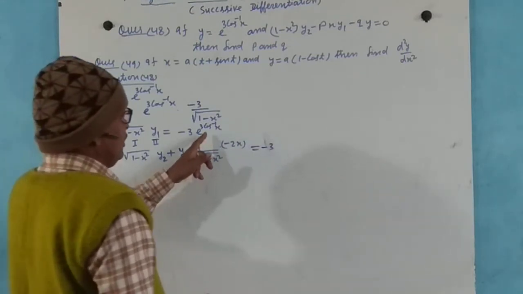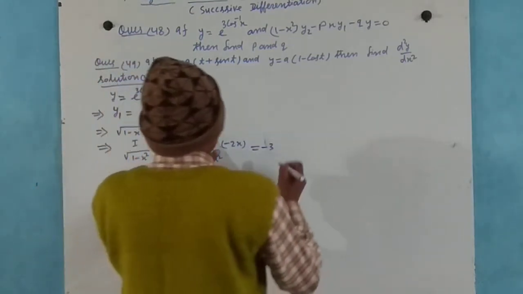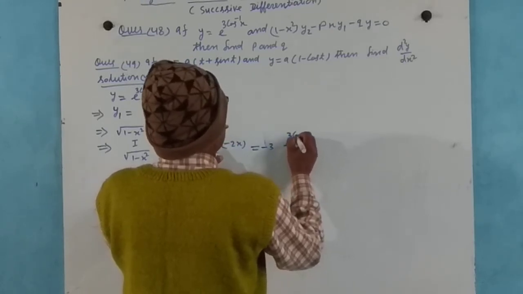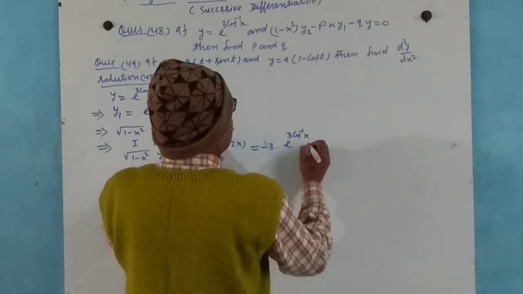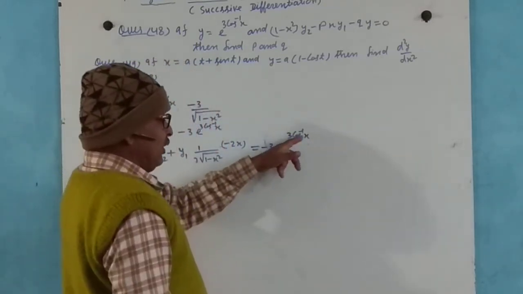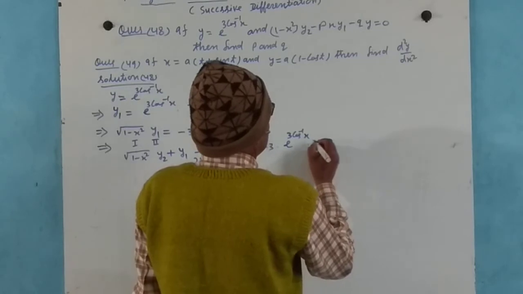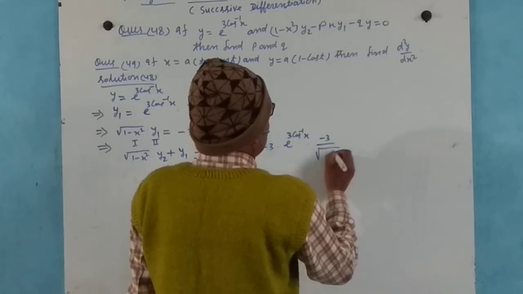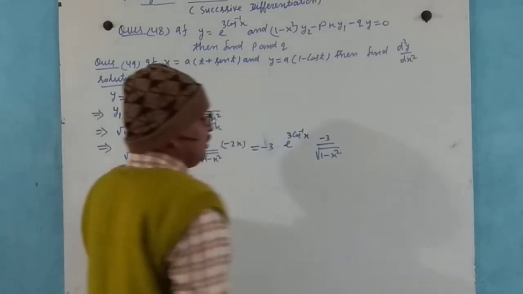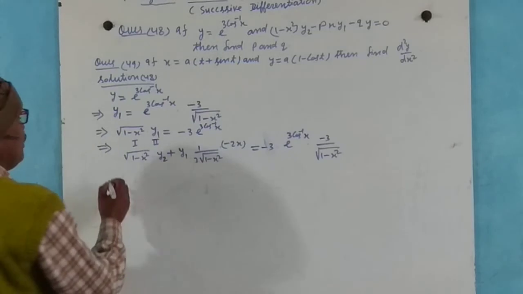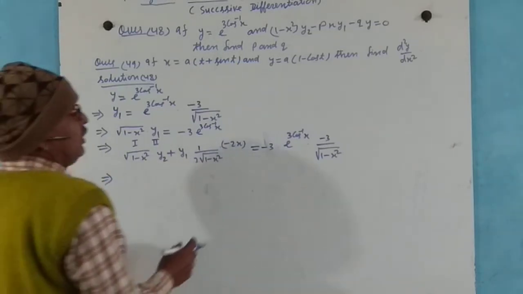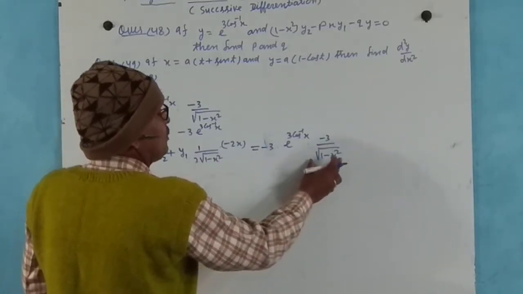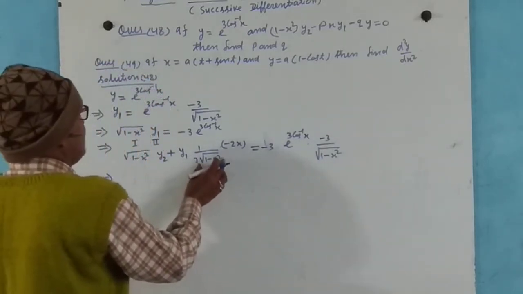Differentiation of e to the power x is e to the power x, so that e to the power 3 cos inverse x, and differentiation of 3 cos inverse x is minus 3 divided by under root 1 minus x square. Now here under root 1 minus x square, so that we multiply by under root 1 minus x square here.